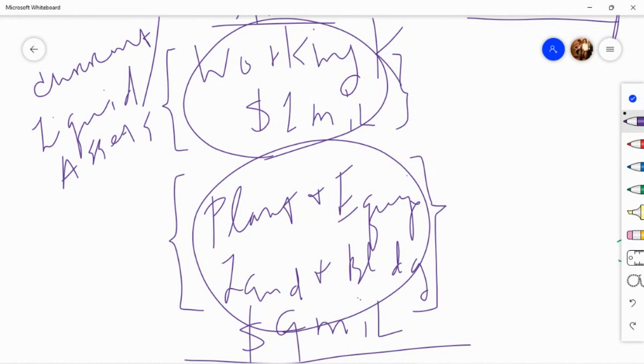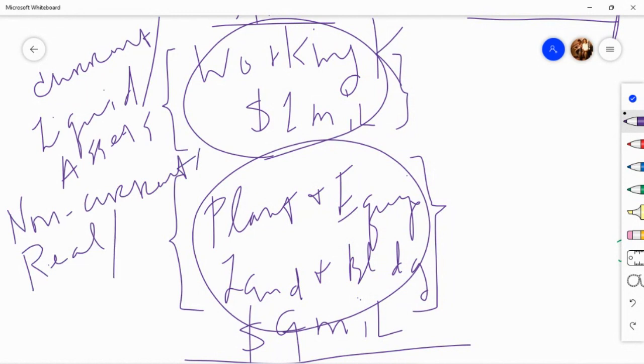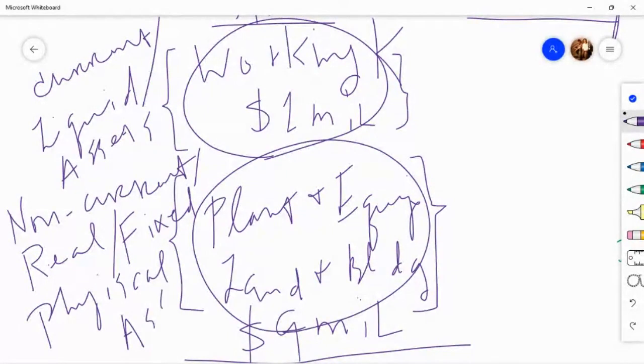And then plant and equipment, land and building, these are called non-current assets or real assets, or fixed assets or physical assets. They all mean the same thing because they are real. What's real is physical, right? What's real is physical. Think about it. Real means something that exists in physical form, right?